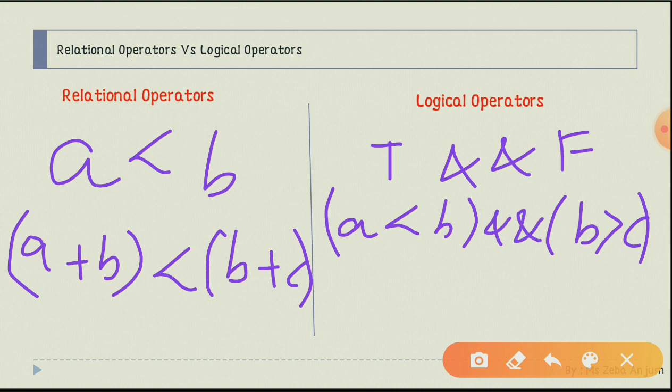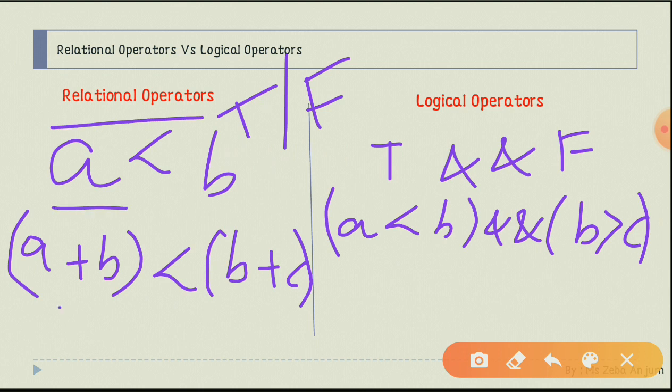So please understand the difference between the two. Although they both are giving the output as true or false, their situation is actually different. Relational operators are applied on either your operands or on your mathematical expression, but logical operators are applied on your relational operators. On the left hand side as well as on the right hand side, you must have some kind of relational expressions, then only your logical operator should be applied over there.